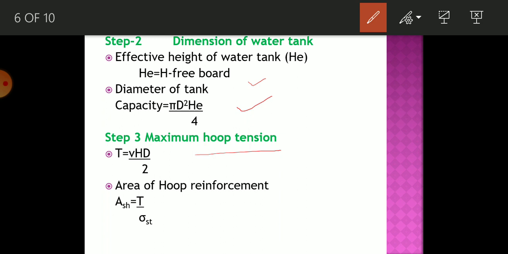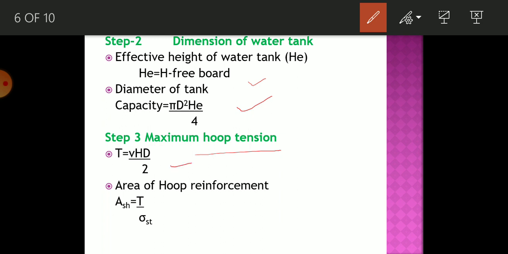Now one new term is introduced, that is hoop tension. Hoop tension means the tension in circular reinforcement. Generally in a circular water tank, obviously circular reinforcement will lead, and that circular reinforcement will act as main reinforcement, and vertical reinforcement will act as distribution reinforcement. As the main reinforcement is laid in the circular direction, the tension in that circular reinforcement is called hoop tension. So initially determine maximum hoop tension.